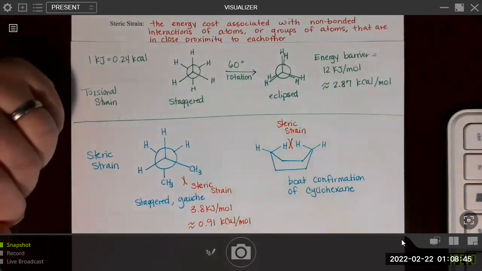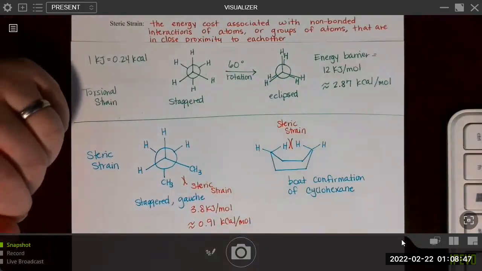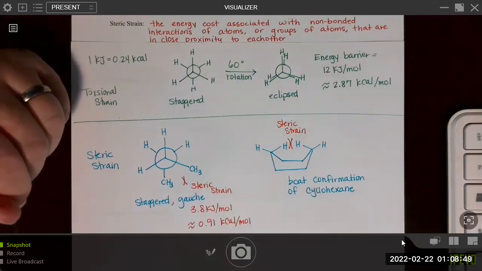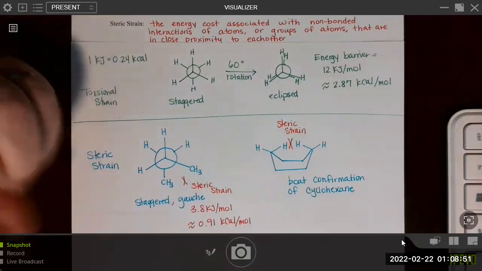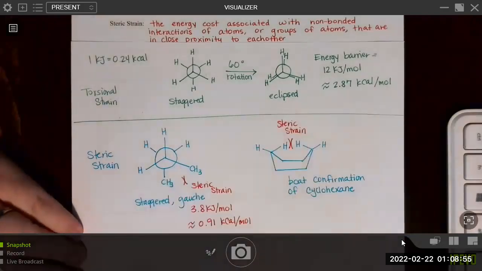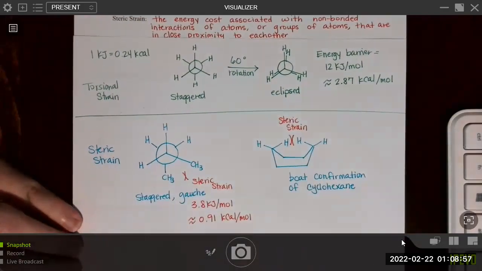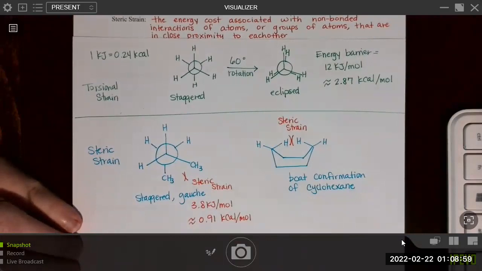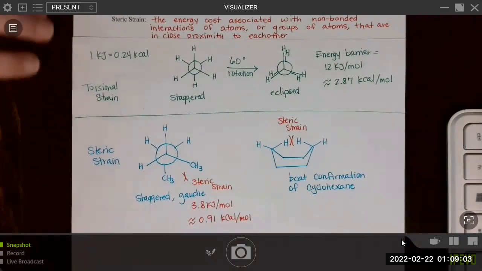Not even attached to adjacent carbons. But because of the particular conformation, they get pretty close to each other. And so there exhibits the steric strain for that. And so that's just a little preview of what's coming up soon. Okay, those are a couple of examples of that.